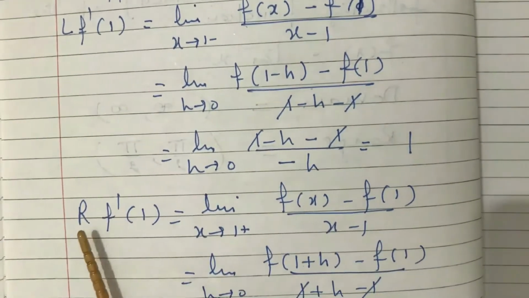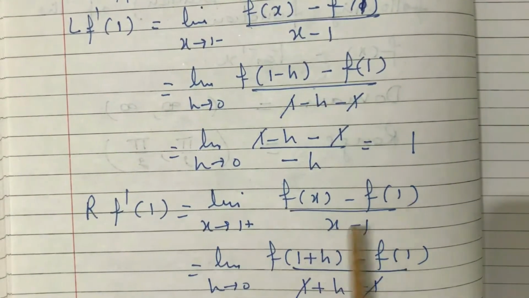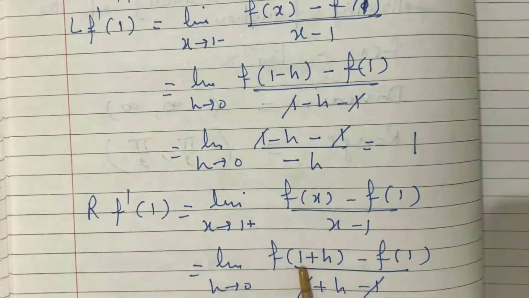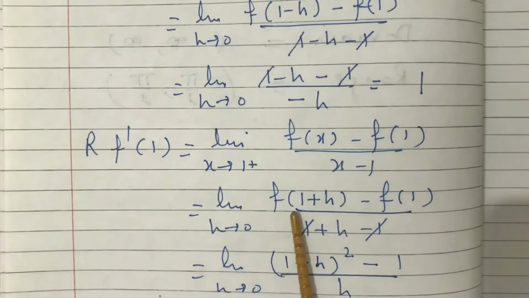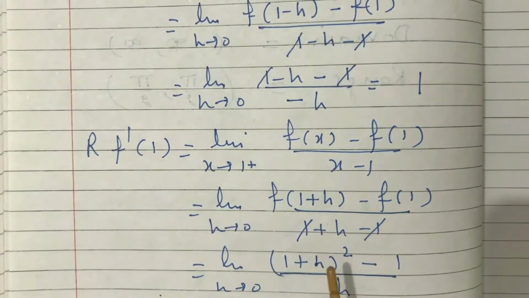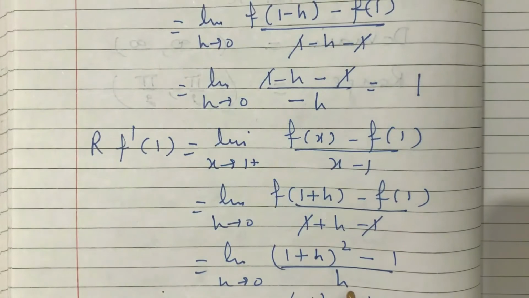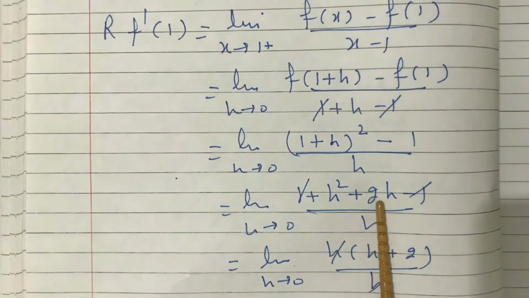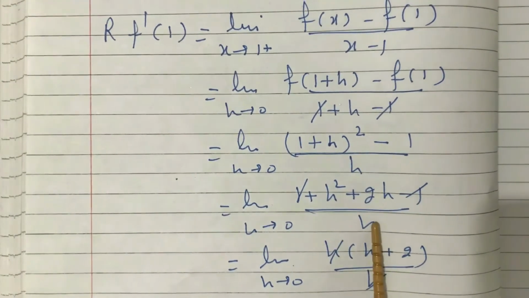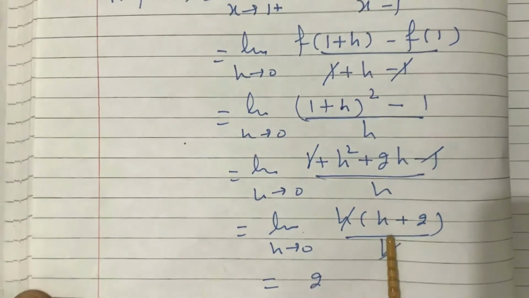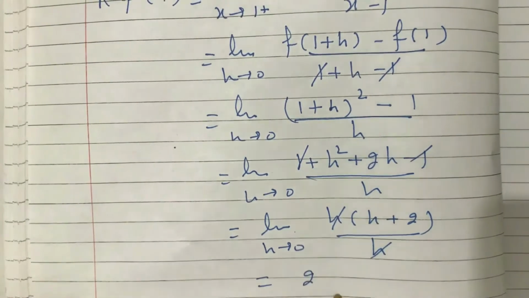And right hand derivative f dash 1 is equal to limit x tends to 1 plus of (f(x) minus f(1)) upon (x minus 1). Instead of x you will write 1 plus h: (f(1 plus h) minus f(1)) upon (1 plus h minus 1). And for f(1 plus h) you will take function x square. So this is ((1 plus h) square minus f(1), that is 1) upon h. Now (h square plus 2h) upon h, 1 and minus 1 are cancelled. Take h common here. You will have h plus 2 in the bracket. H and h cancelled. You will have 2. So right hand differentiation is 2.